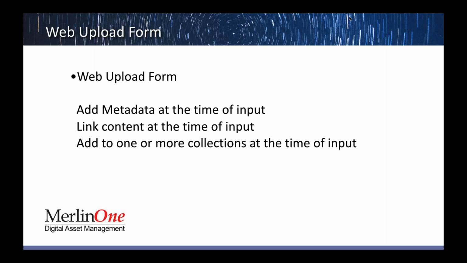Also, the advantage of the web upload form is you can link content at the time of input. This is particularly useful if you need a model release or some sort of consent form to accompany your pictures, and you can upload that to Merlin and link it to the content that that form covers at the time of input. So that's really cool. And you can also add your content to one or more collections at the time of input. So if you're uploading content and you know you want it to be part of many different collections, you can actually control that at the time of input, and you don't have to come back and do that later. So those are some of the pluses of the web upload form.